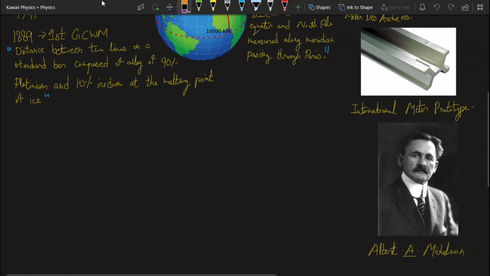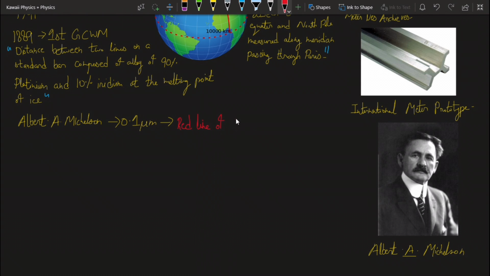So let me remove it and write it down in an organized manner. Albert A. Michelson measured the International Prototype Meter with an accuracy of 0.1 micrometer, and using the red line of cadmium.